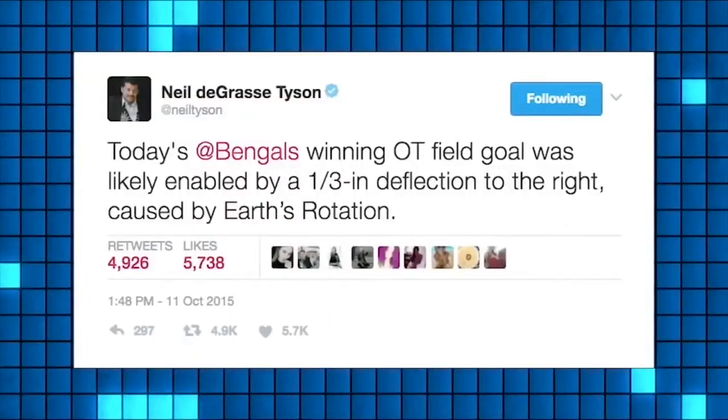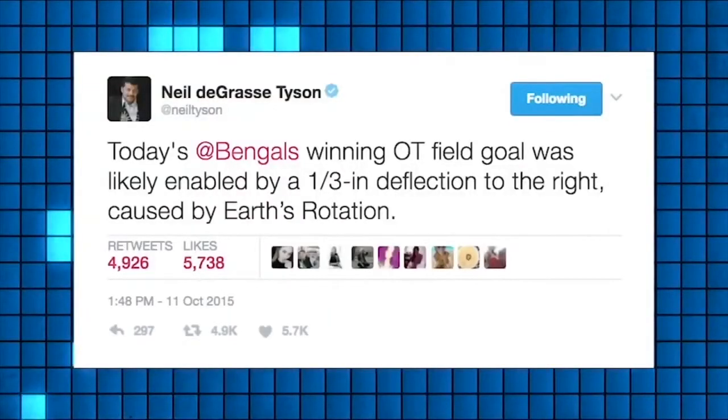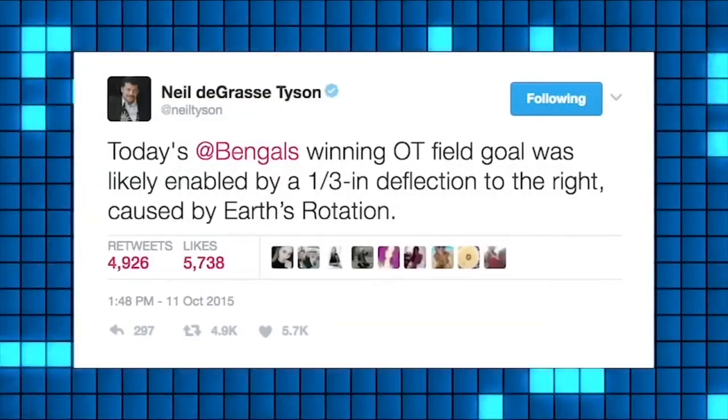I did a quick calculation and I tweeted. The winning field goal in that game was aided by a 1/3 of an inch deflection to the right from Earth's rotation.